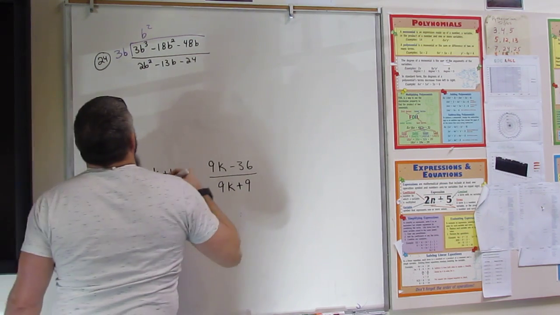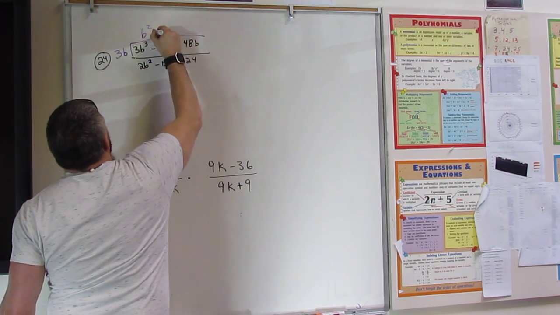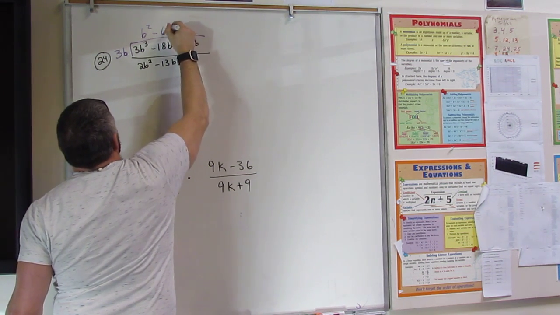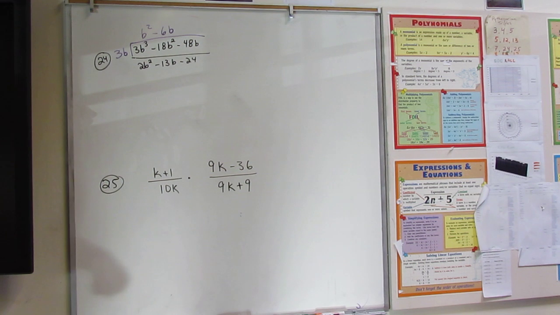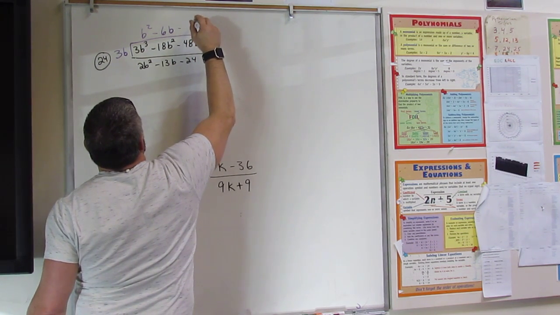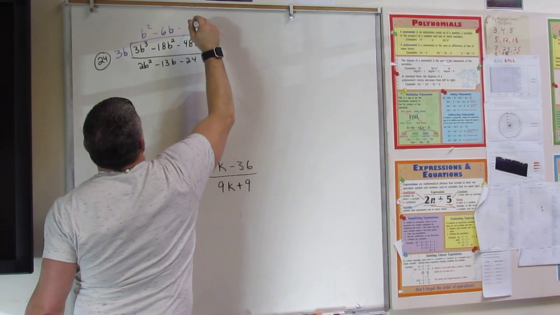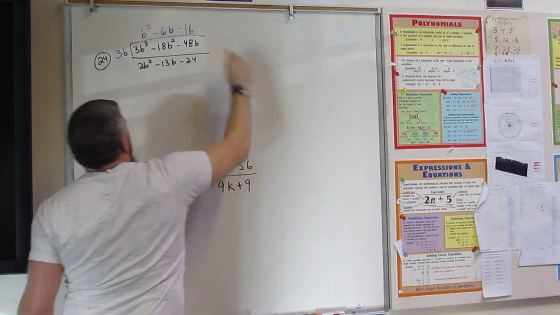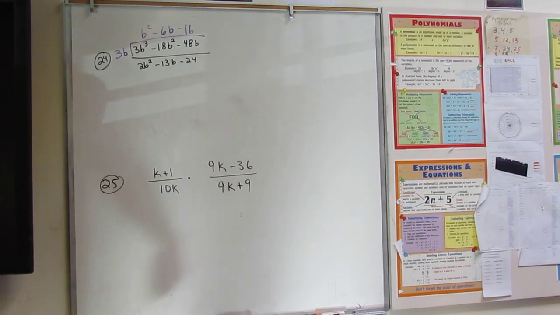3b goes into negative 18b squared, negative 6b, and then 3b goes into negative 48b, negative 16 times, right?